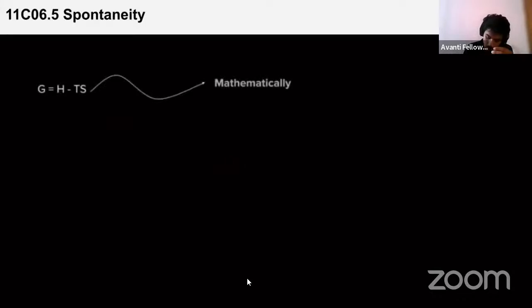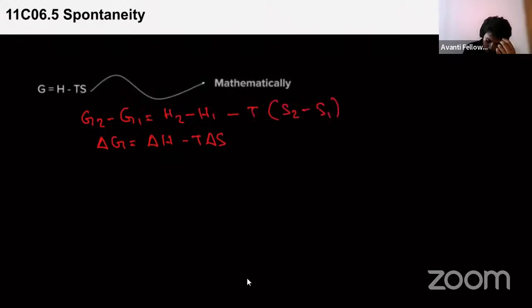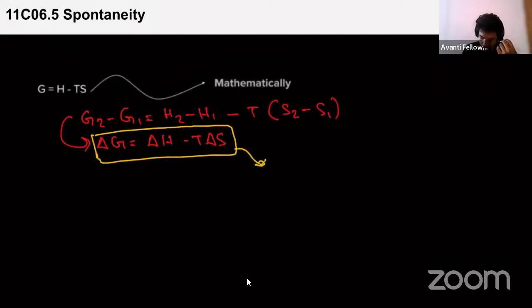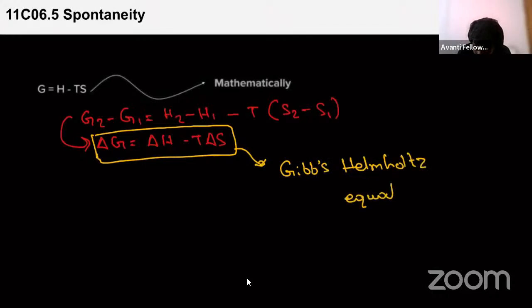So if we do that, what will happen? Delta G is equal to delta H minus T delta S we will get. Nothing but G2 minus G1 is equal to H2 minus H1 minus T into S2 minus S1. Right? This is what we are writing here. Now, delta G is equal to delta H minus T delta S is known as the Gibbs-Helmholtz equation.